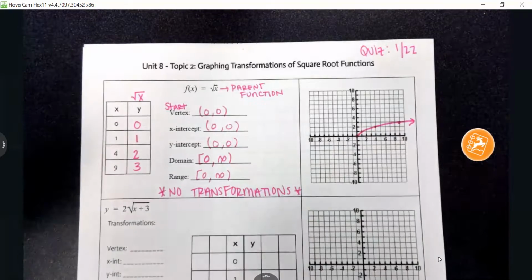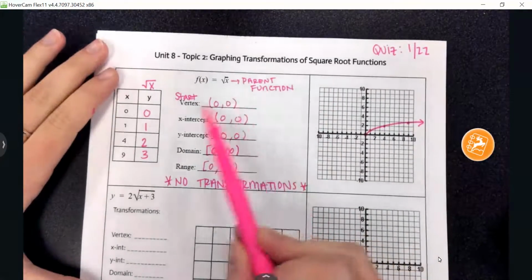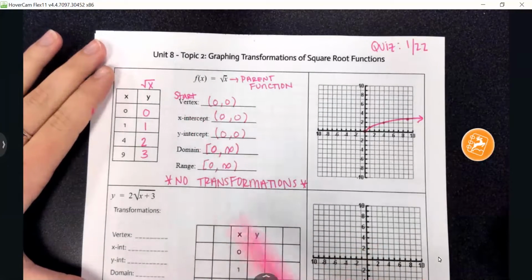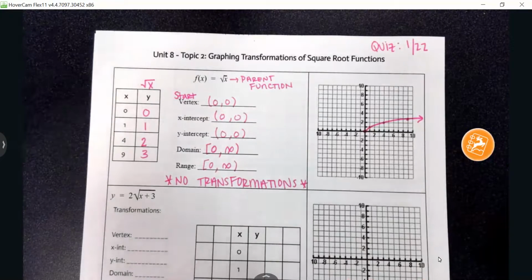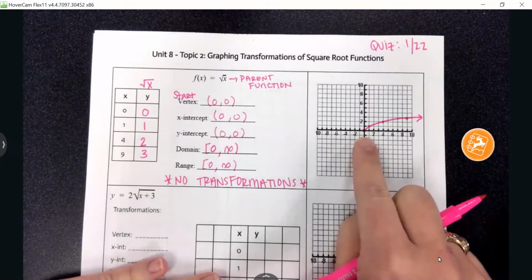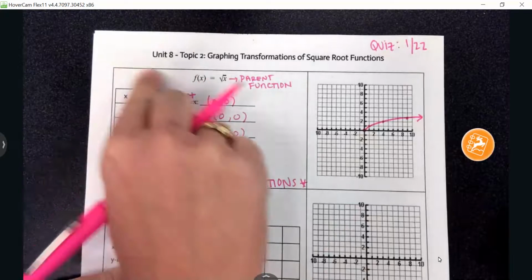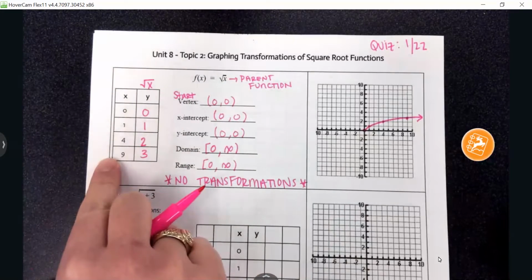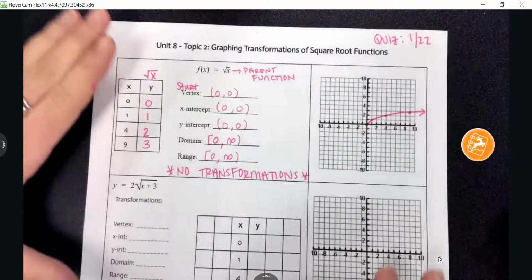Very good. Okay. Let's see if you were listening. Why do all of these attributes have a 0 in them? There are no transformations. It's where every graph starts, the origin of 0, 0. So every graph is going to start with these points that have to do with a square root. Let's go do one problem together.